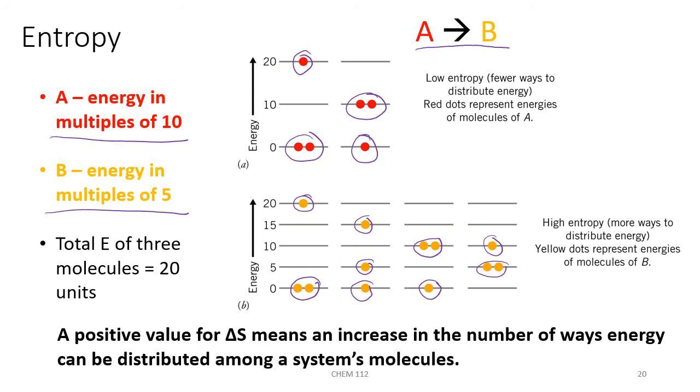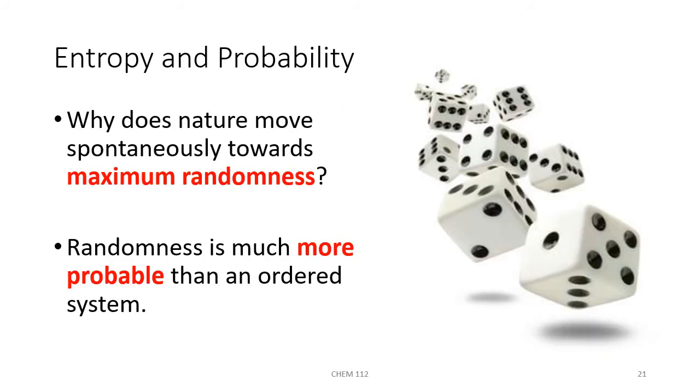So a positive delta S is a good thing. It means that it's higher disorder, higher ways that you can distribute the energy, which is more favorable. Why does Mother Nature move spontaneously towards maximum randomness? This is because randomness is much more probable than having a highly ordered system. So having an increase in entropy or disorder is always going to be favorable. And spontaneous reactions will typically favor having more disorder.